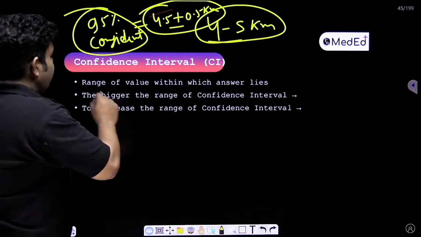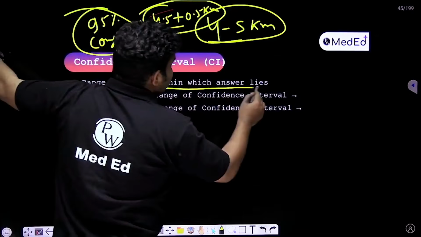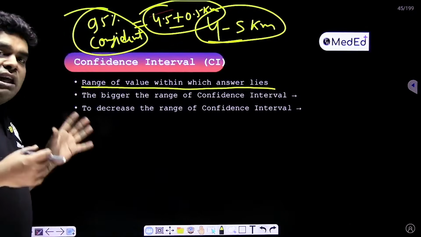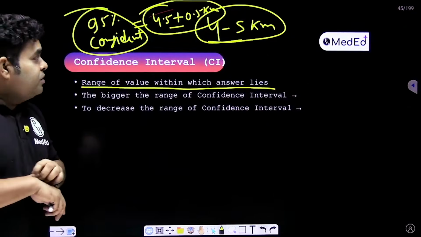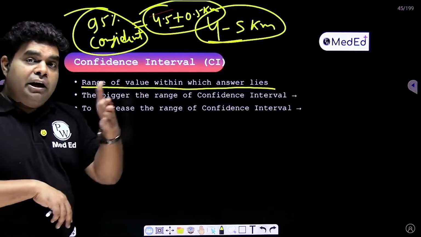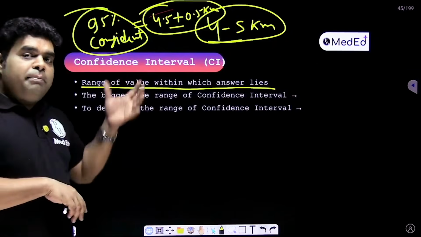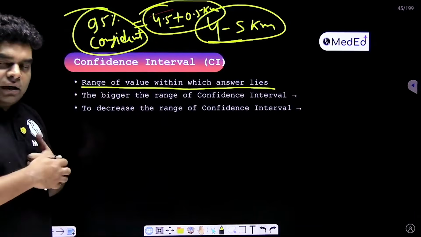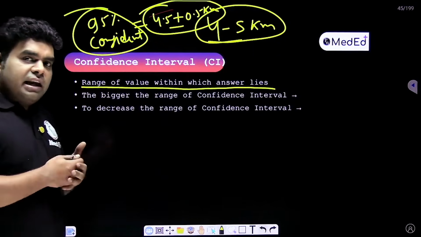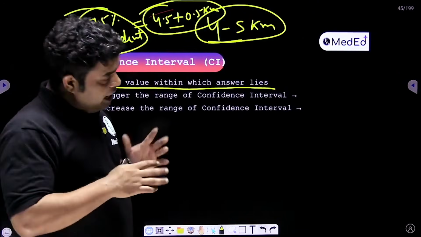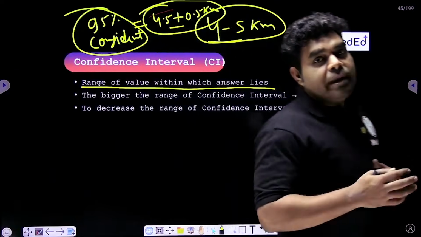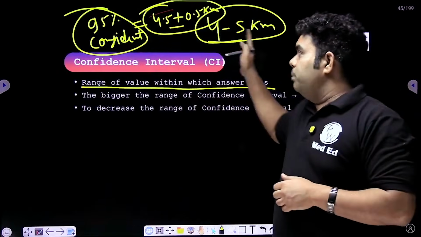What is confidence interval? Confidence interval is that range of values within which the answer lies. The range within which the answer is hidden. Like if you stop somewhere between 4 to 5 kilometers, then that is your 95% confidence interval, 4 to 5 kilometers. That range within which the answer lies. You are 95% sure of it. So your 95% confidence interval is 4 to 5 kilometers.